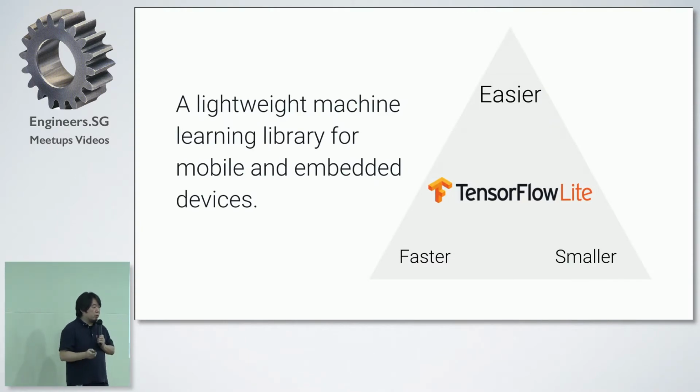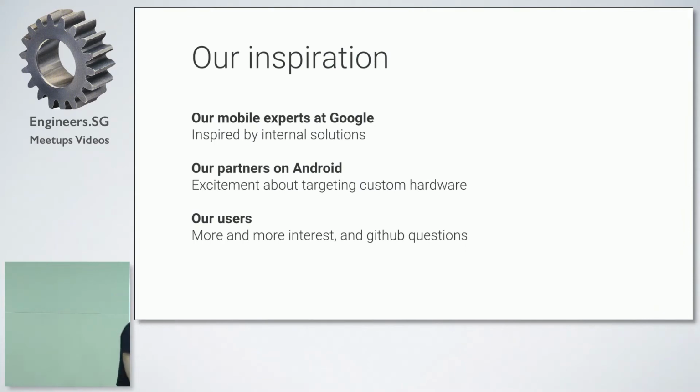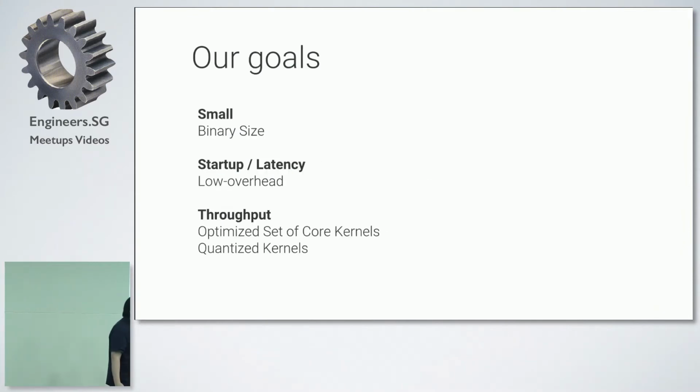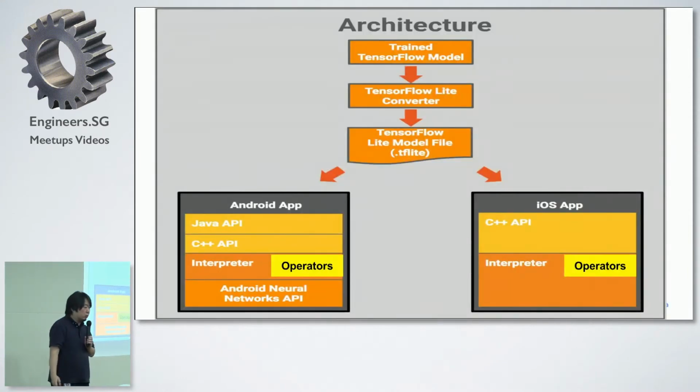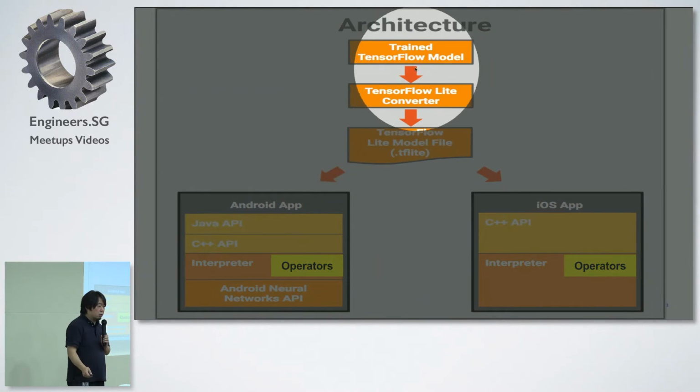It provides a lightweight machine learning library for mobile and embedded systems. Our inspiration, I can skip this part. These are smaller, faster, with better throughput. The architecture is just like that. So this is the original TensorFlow part.